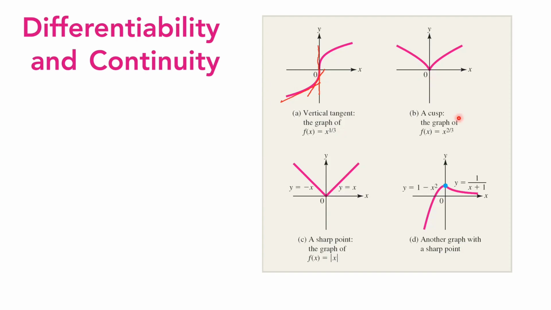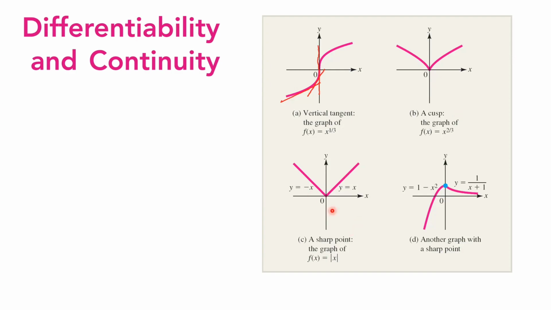Now for this graph, we have a cusp. A cusp is defined as a pointed end on which the two parts of the graph meet. In the graph, we can see a cusp when x is equal to 0. This is for the function f of x equals x to the 2/3. Doing a similar investigation as with the first graph, we will also observe non-differentiability at x equals 0.